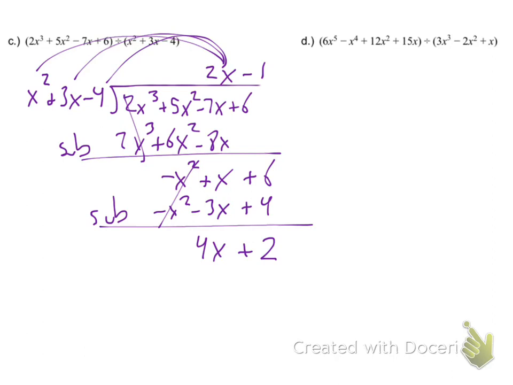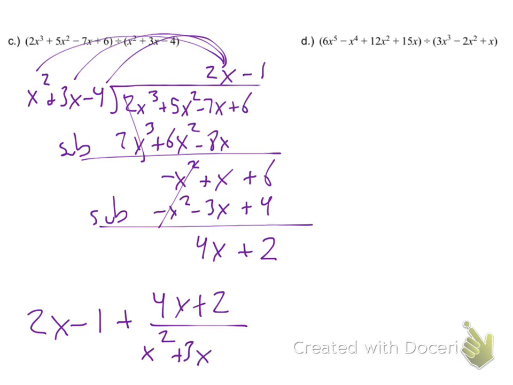Guys, can I make an x squared an x? Not without dividing, right? So guess what? 4x plus 2 is a remainder. So the answer is 2x minus 1 plus 4x plus 2 all over x squared plus 3x minus 4. Okay? No big deal.